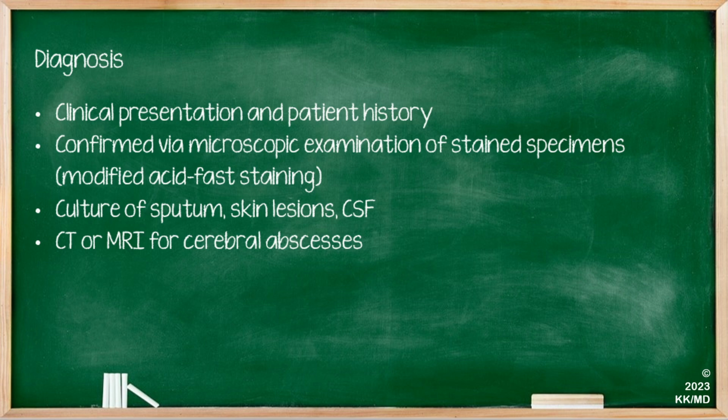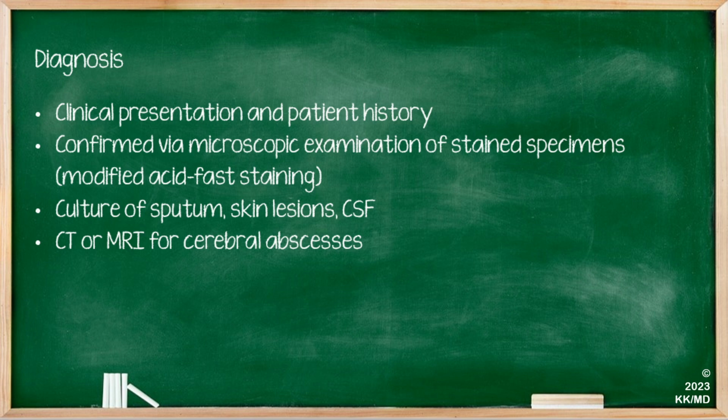So in terms of diagnosis, really the most important thing is taking a thorough history and completing a clinical examination, paying attention to the risk factors that we discussed earlier that would put a patient at risk of having nocardiosis. It is confirmed via microscope examination of stained specimens, particularly modified acid-fast staining. You would be able to culture any sputum or skin lesion, or perform a lumbar puncture to get CSF, depending on the presentation of the patient.